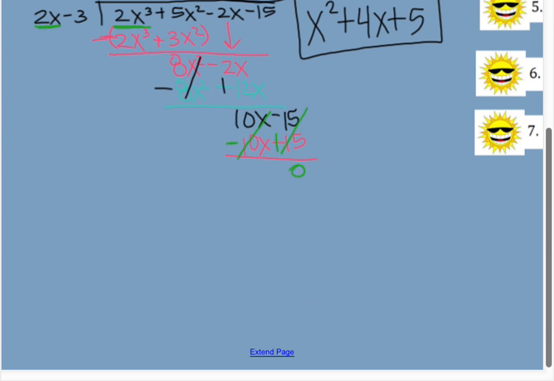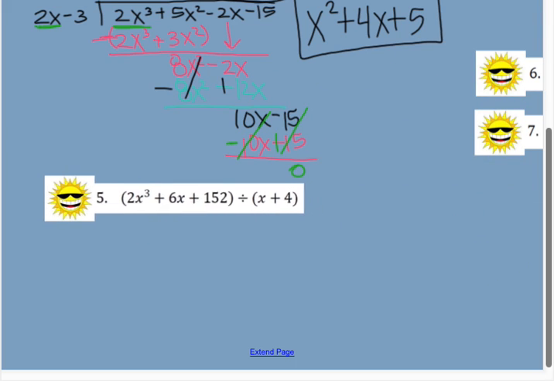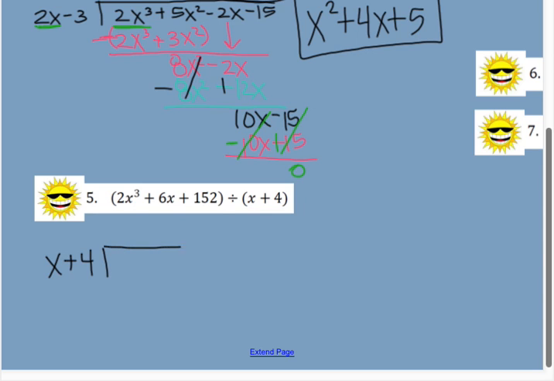Okay, let's go ahead and look at example 5. Same thing. We have a polynomial being divided by a binomial. So x plus 4 is 2x to the third plus 6x plus 152. And one thing that you should notice is there is no x squared term. Since there is no x squared term, you should go ahead and put in a placeholder. So plus 0x squared to hold that place.